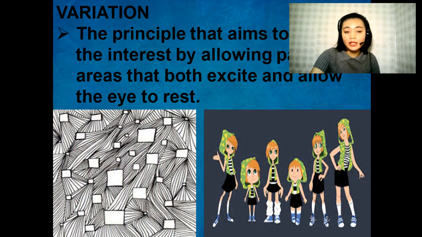And lastly, we have variation. So, natalakay na rin natin siya kanina. So, we have variation. In order for an artwork to not look boring, we have to create variation. Halimbawa, merong mga parts na maliliit, merong parts na malalaki, or may mga parts na malalapad, may mga parts na maninipis. So, that variation also helps in order to excite the viewer and to allow the eye to rest. So, it's important for us to have variation.